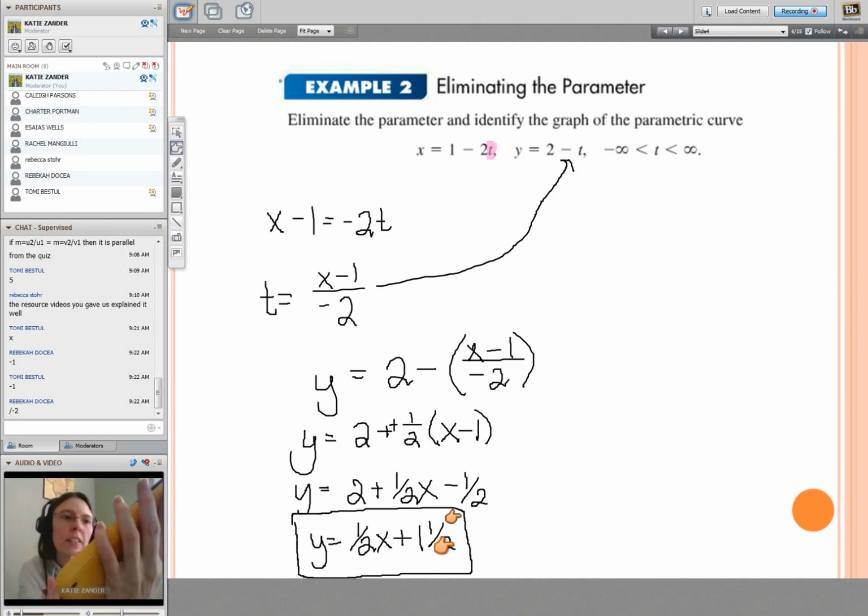Ta-da! Now it does stop there. I'm not sure why my calculator likes to cut it short, but it does in fact look like it is that line that has a y-intercept of 1 1/2 and a slope of 1/2. So it matches up nicely to that rectangular equation that we created.